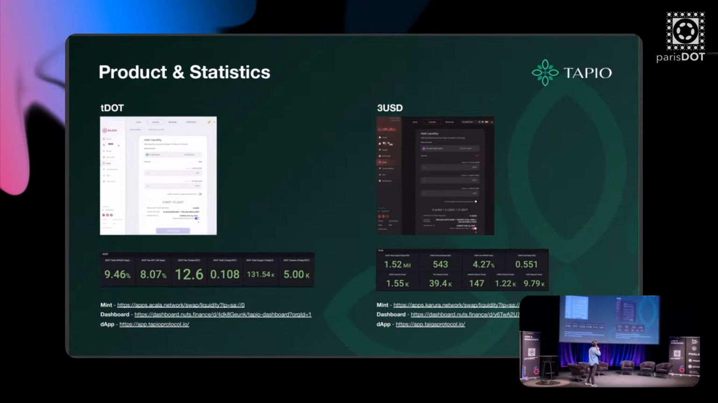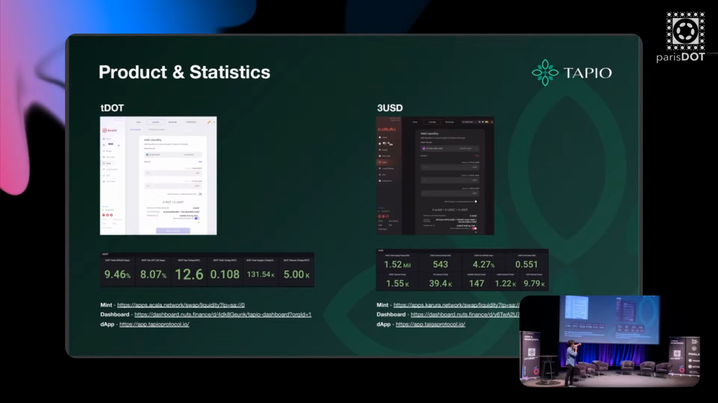Just some stats for you guys to see how it looks, for those who are interested. T-DOT lives right now on Acala. If you're in their swap interface, you can actually see the liquidity pool, the DOT and L-DOT liquidity pool. So whether you're a trader or a liquidity provider, you can directly interact with our protocol via the Acala platform.